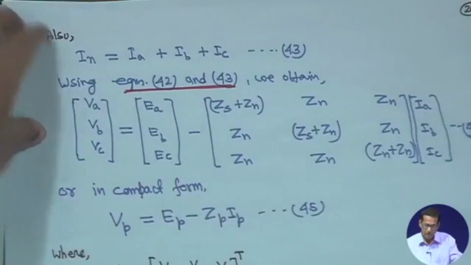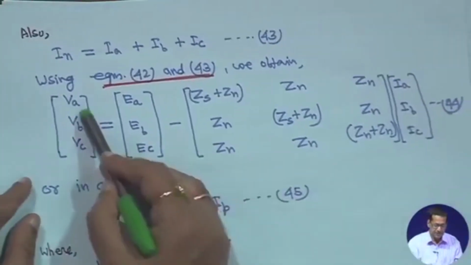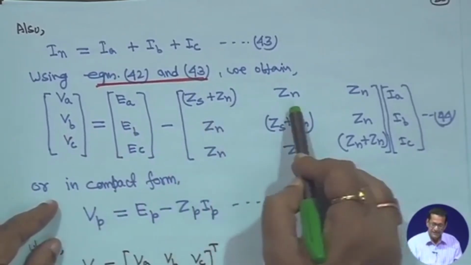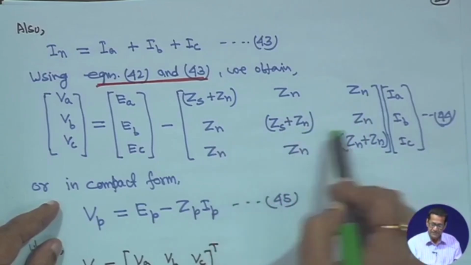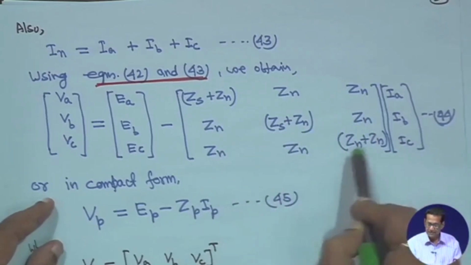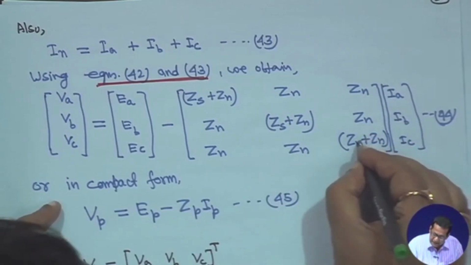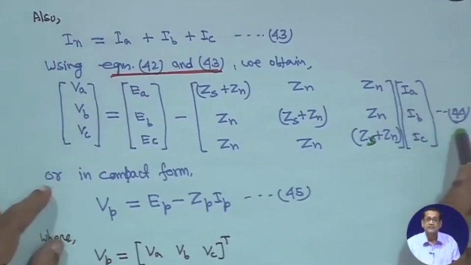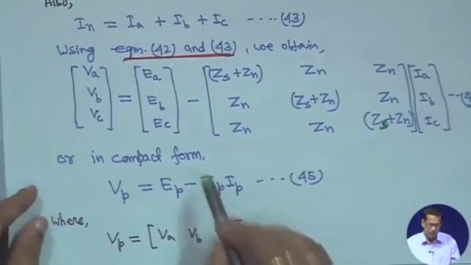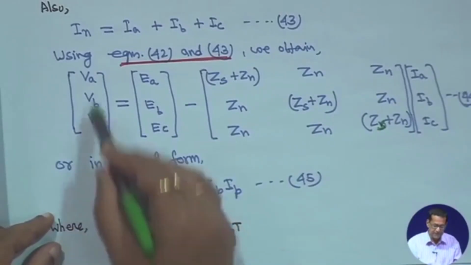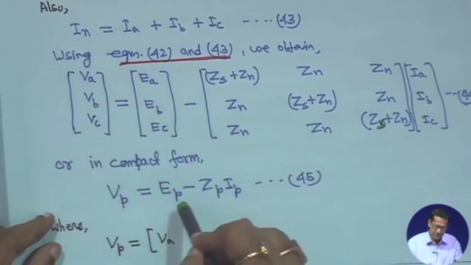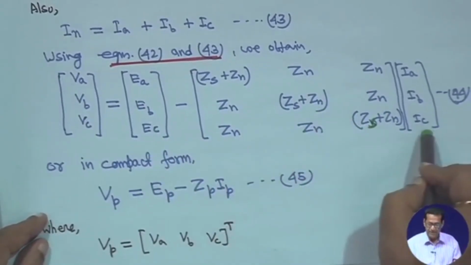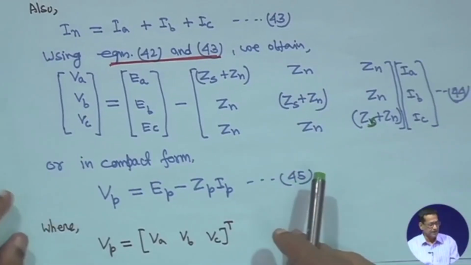If you do so, you will get VA, VB, VC is equal to EA, EB, EC minus the matrix with ZS plus Zn on the diagonal and Zn elsewhere, multiplied by IA, IB, IC. This is equation 44. In compact form, you define Vp, which will be equal to Ep minus Zp times Ip. This way you write it in compact form, later we define it.